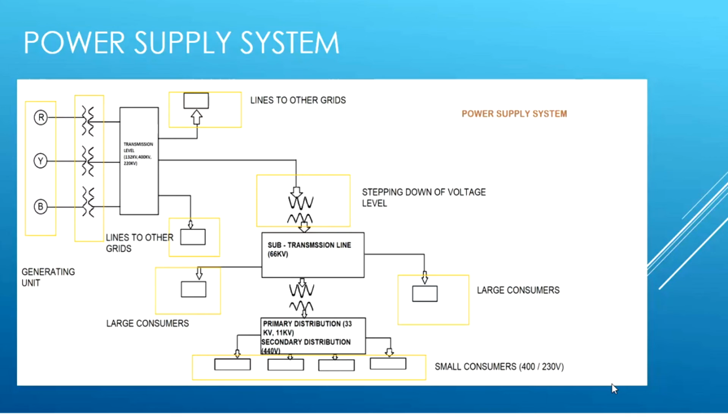Then we reduce the voltage level to primary or secondary distribution, that is 33 kV or 440 volt or 230 volt. And then it comes to our home, that is the least load need, of 230 volt or 400 volt. So in this way the whole power supply system works.